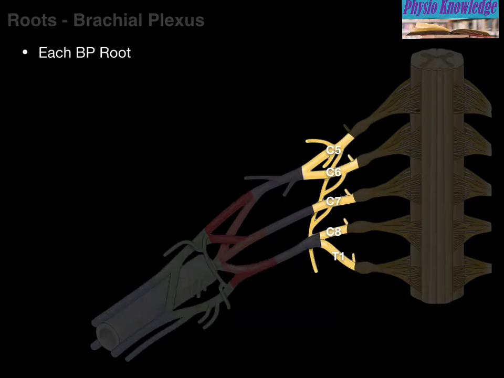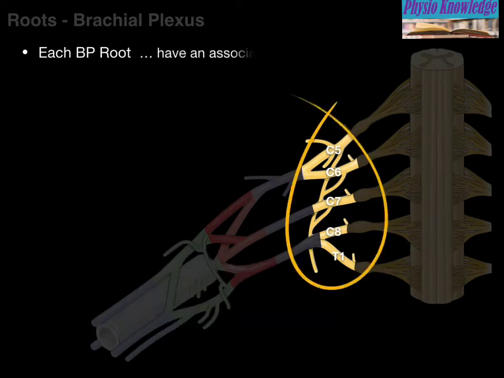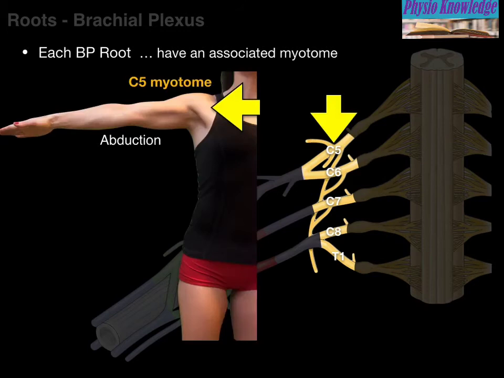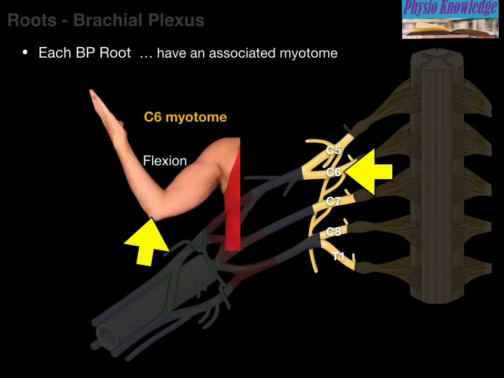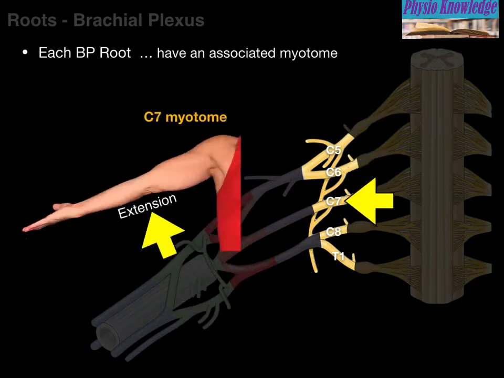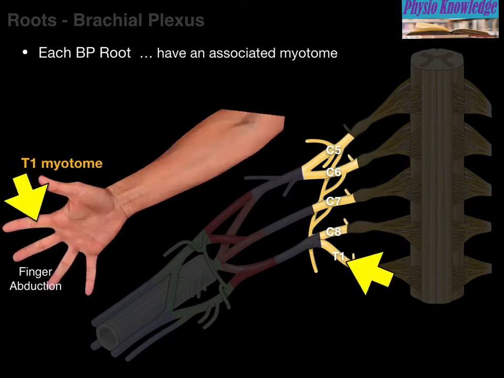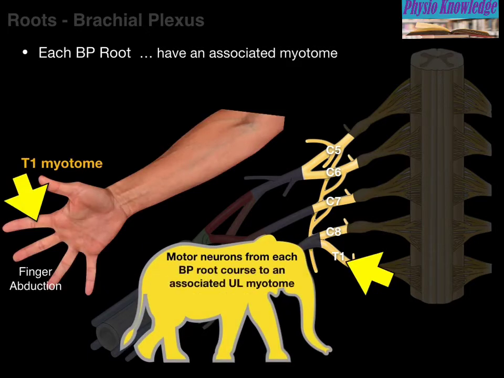Another thing to remember is each brachial plexus root has an associated myotome. And a myotome is a movement associated with a specific spinal nerve level. There's the C5 root, which is associated with abduction of the shoulder. C6 root, flexion of the elbow. C7 root, extension of the elbow. C8 root, finger flexion. T1 root, finger abduction. So the thing to remember is this: motor neurons from each brachial plexus root course to an associated upper limb myotome with an associated movement.